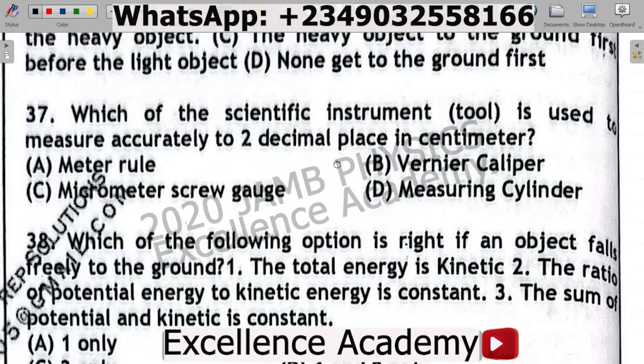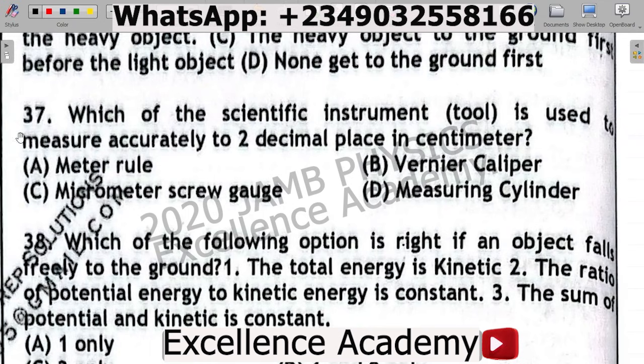Okay, question number 37. 37 says, which of the scientific instruments or tools is used to measure accurately to 2 decimal places in centimeters? A, meter rule. B, vernier caliper. C, micrometer screw gauge. D, measuring cylinder. So for question number 37, what's your correct answer?